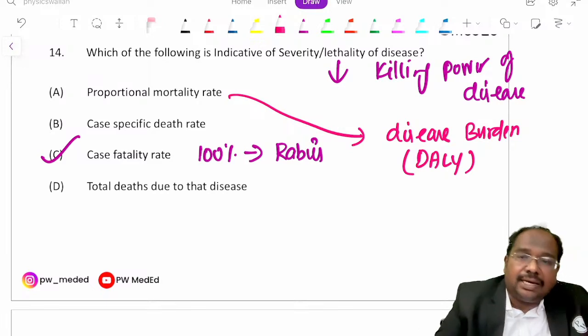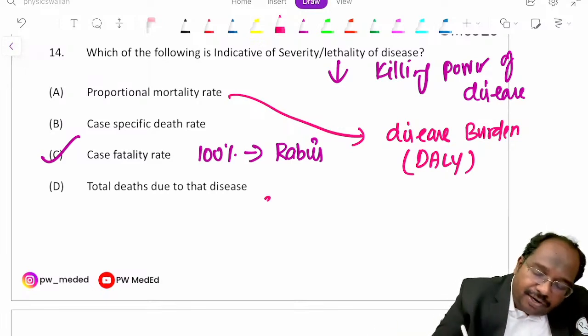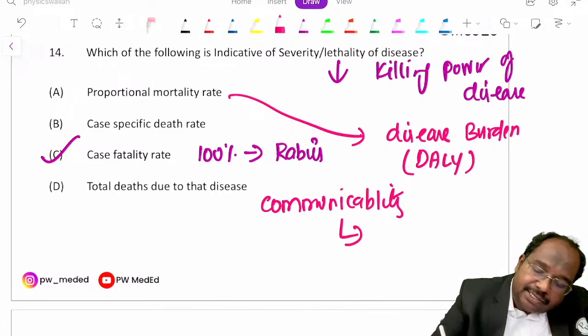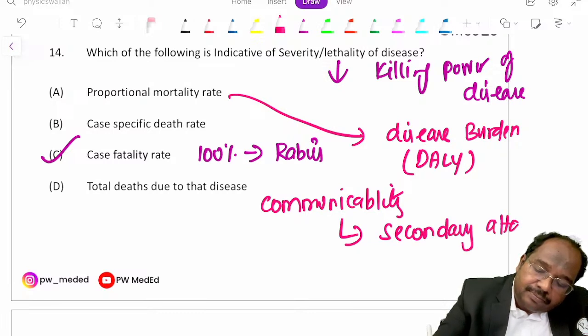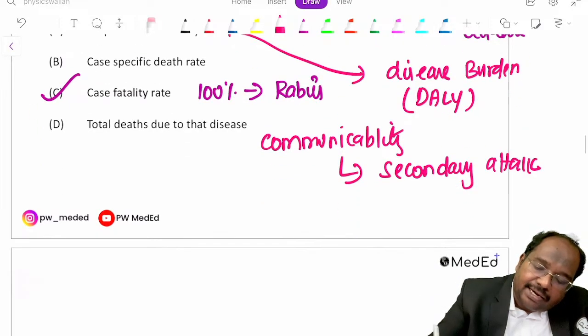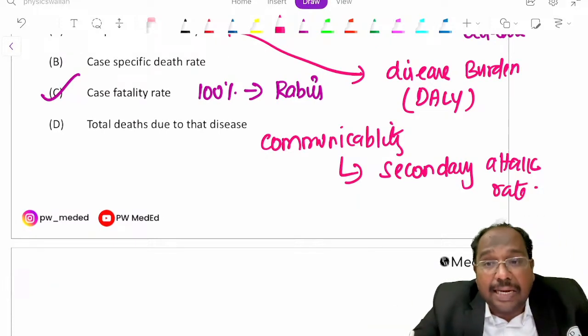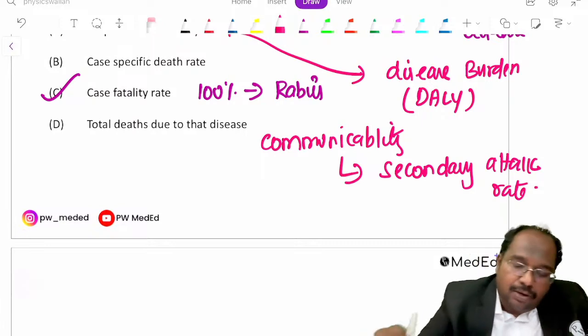And a recently asked question: which one will tell you communicability? Communicability is given by secondary attack rate. Okay, secondary attack rate. Communicability will be given by secondary attack rate. Okay, fine.